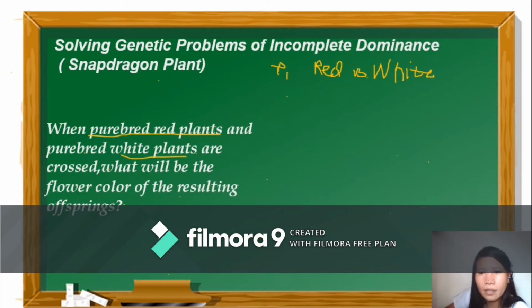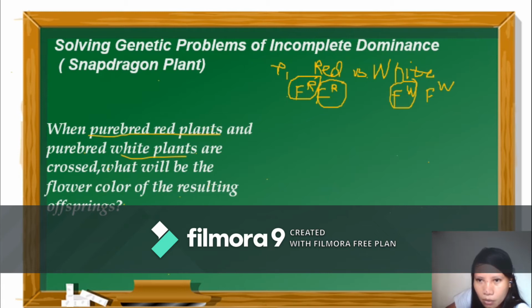Red versus white. Okay, so katulad ng diniscuss natin kanina para sa red, the genotype is, okay, very good, F raised to capital R, F raised to capital R. And for the white naman, that is F raised to capital W, F raised to capital W. Okay, galing. And then, next is, paghiwalayin natin. Kasi, yun yung sinabi ni Mendel. Law of independent assortment, or law of segregation. Okay. Then, ilalagay natin siya sa Punnett square.